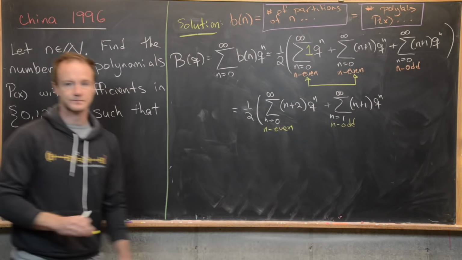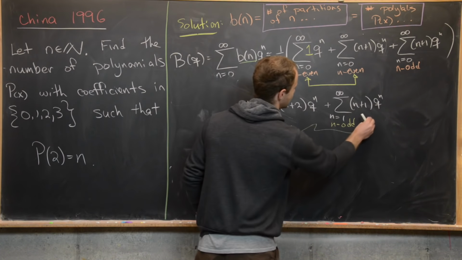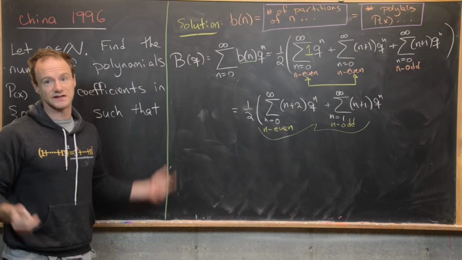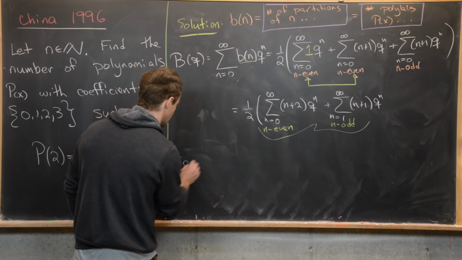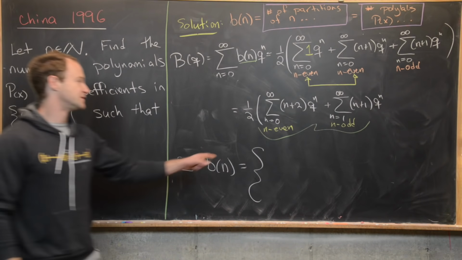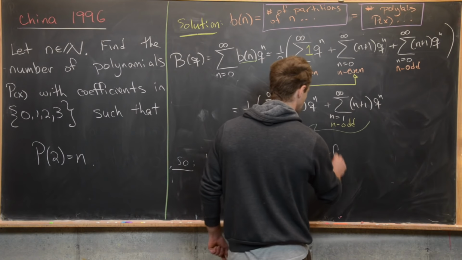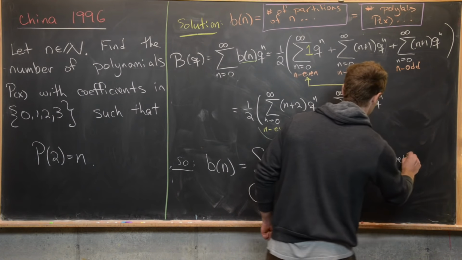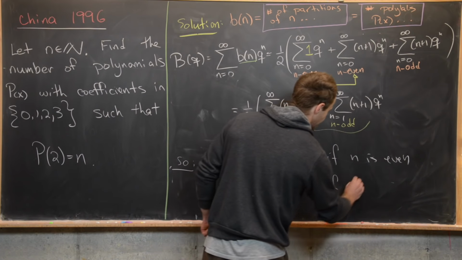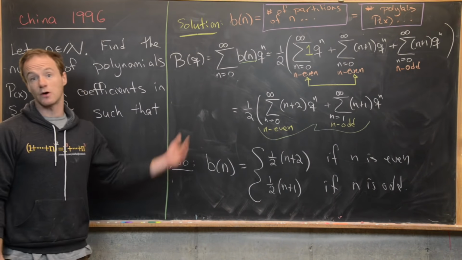So now extracting coefficients from this side of the equation right here and then this side of the equation right here will allow us to get our number b of n, which is essentially our solution. So let's notice that we can write b of n in the following piecewise manner. So this is going to be equal to 1/2 times the quantity n plus 2 if n is even. And this is going to be equal to 1/2 times n plus 1 if n is odd. And so that's a good place to stop.